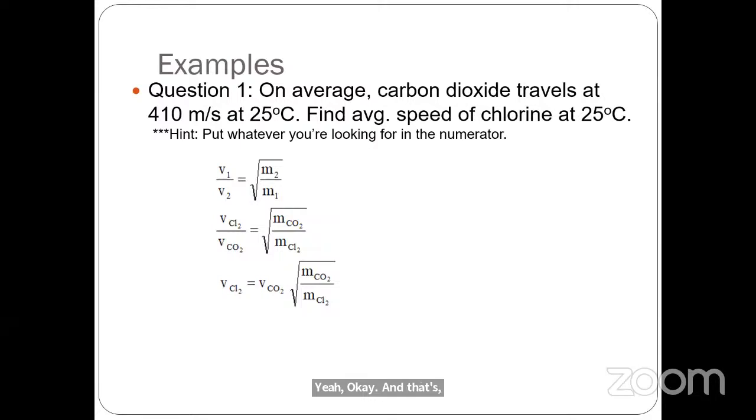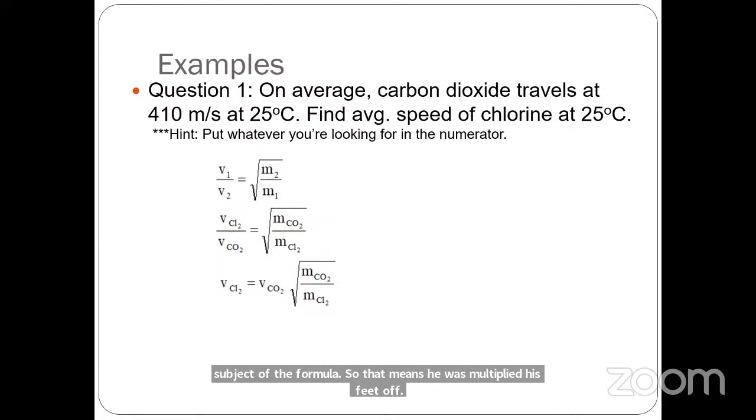So the speed of chlorine divided by the speed of carbon dioxide will be the square root of the molar mass of carbon dioxide divided by the square root of the molar mass of chlorine. So we can make the speed of chlorine the subject of the formula. That means we multiply the speed of carbon dioxide by what we have in the square root.